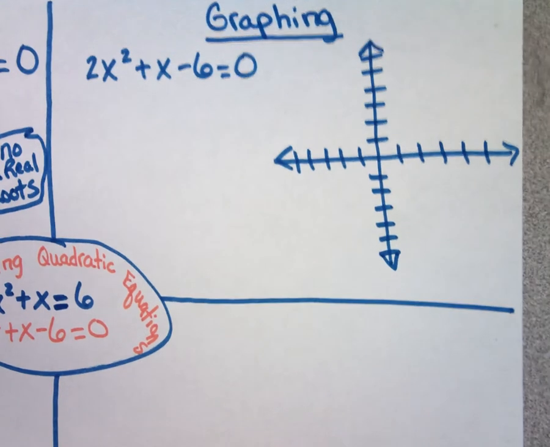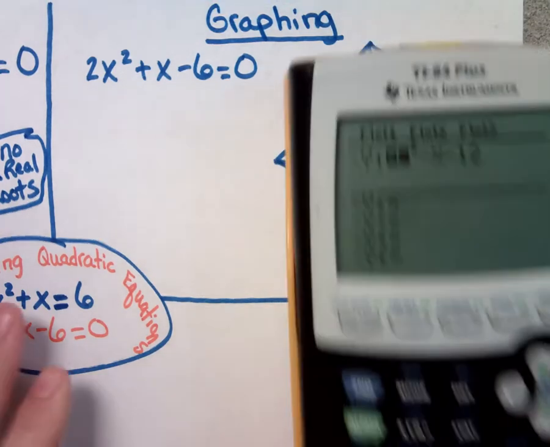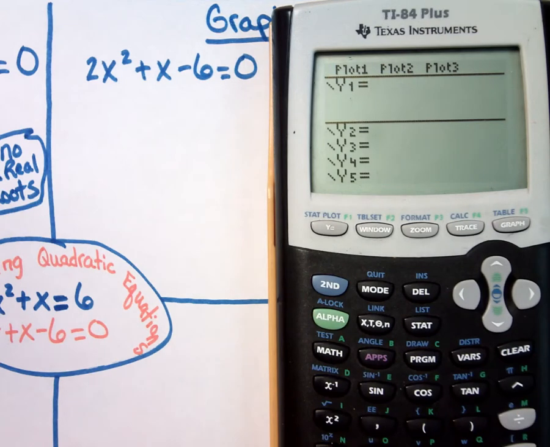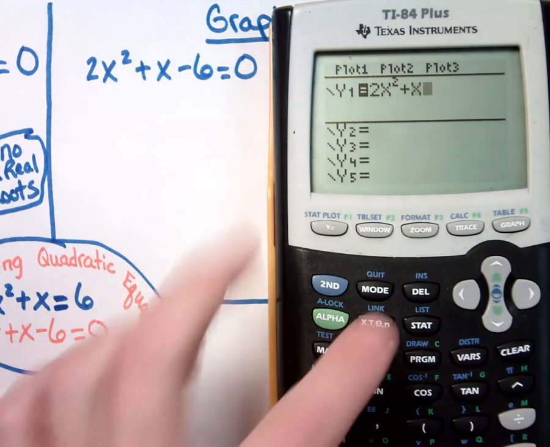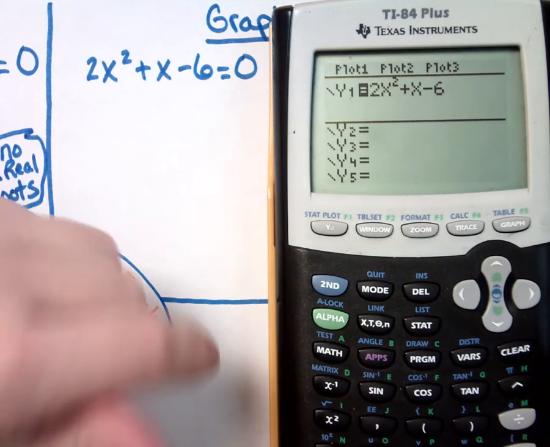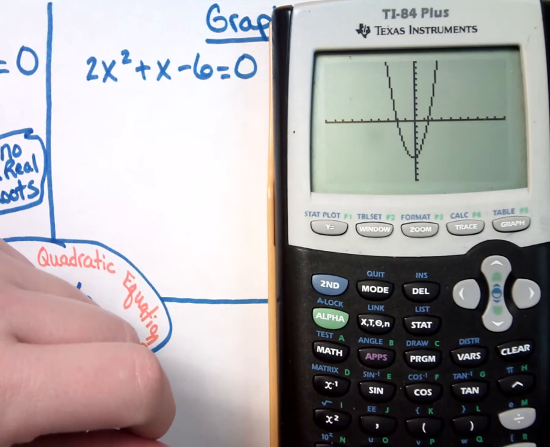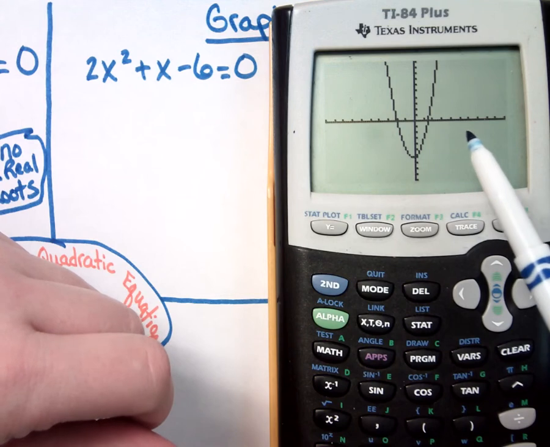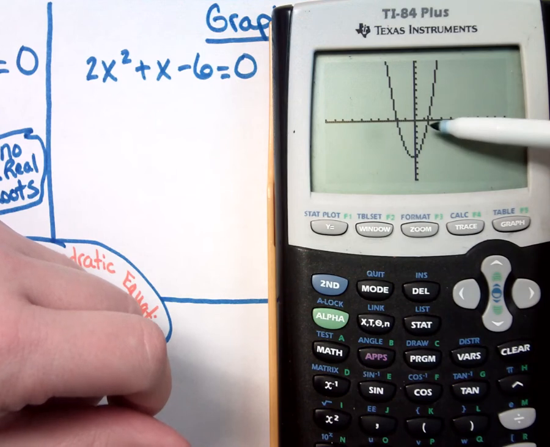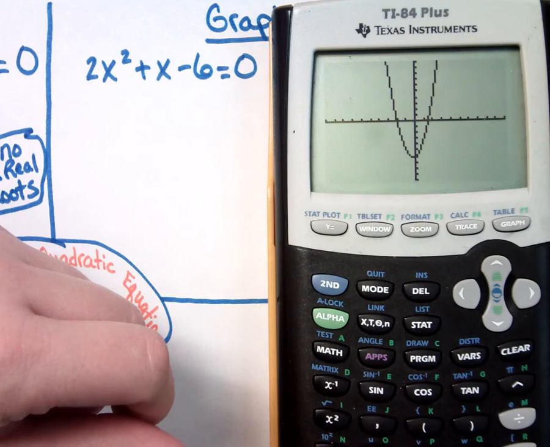Okay, next thing I'm going to do is grab my handy dandy calculator and go to the y equals button and type that equation in: 2x squared plus x minus 6. And then I'm just going to take a peek at it. I'm going to look at the graph. It's kind of hard to tell where it hits the x-axis. This one looks like a -2. This one looks like a 1.5. So it's kind of hard to see there.